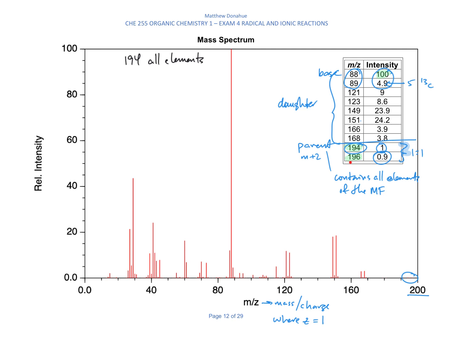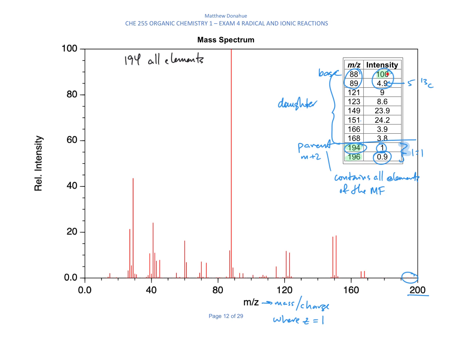At the m plus 2 of the parent is 196. So the difference between there is 2. Now the 1-to-1 ratio is observed in the intensity, 1 to 0.9. So that's the 1-to-1 ratio. There were some mistakes in the videos where people were saying 88 and 89 is present in a 1-to-1 ratio, and that's not true.